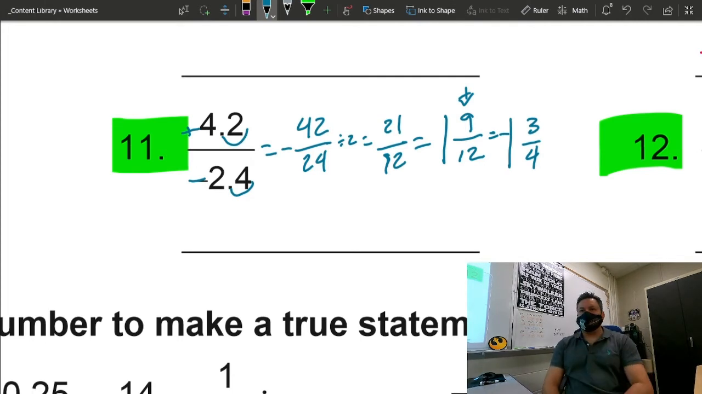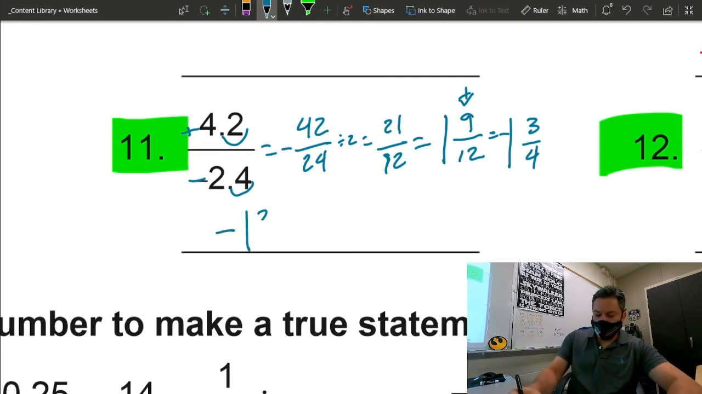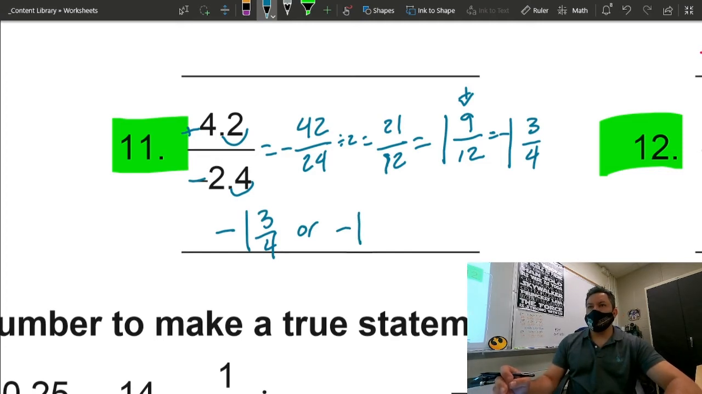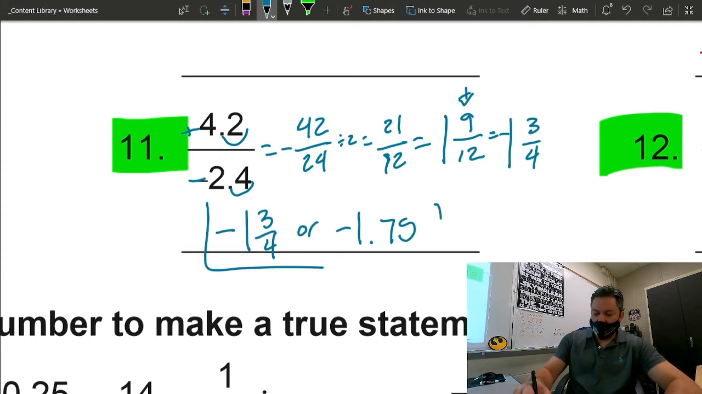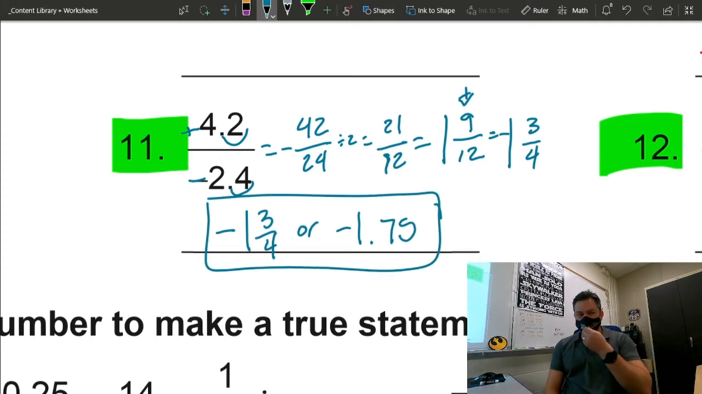How can you write 3/4 as a decimal? How much money is 3/4? 75 cents. How do you write that as a decimal? 0.75. Either one is the answer. And we kind of did it in our heads.